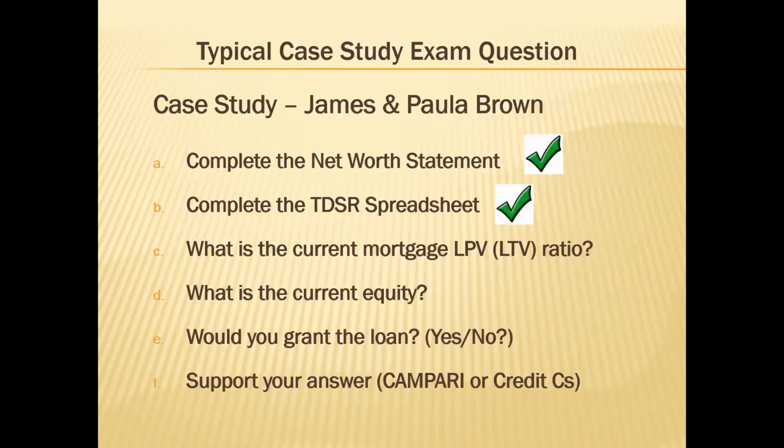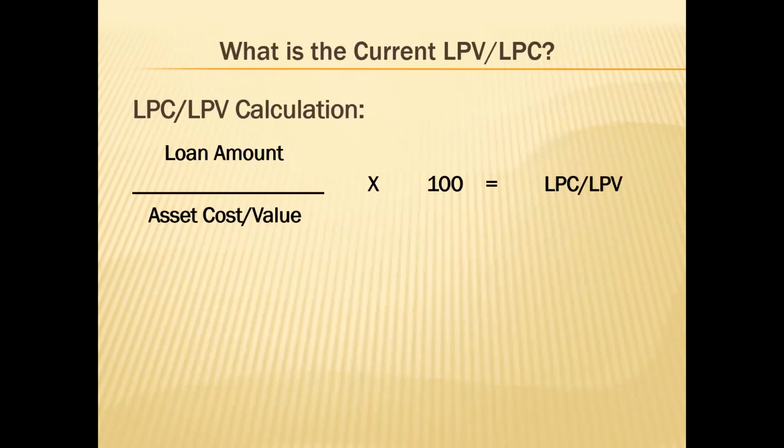So we've completed net worth and TDSR. Let's look at LPV for the Browns. Again, here is our equation. What is our numerator, or our loan amount? 68,975. And our denominator would be what?